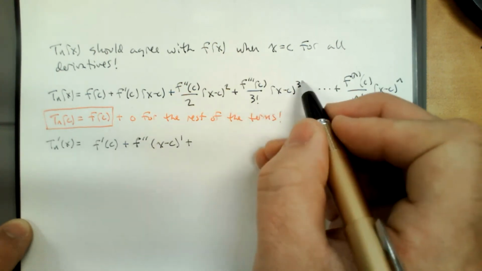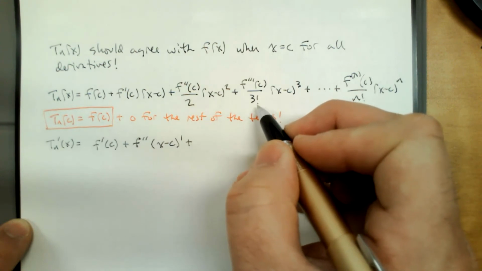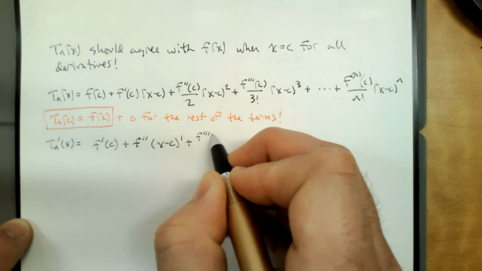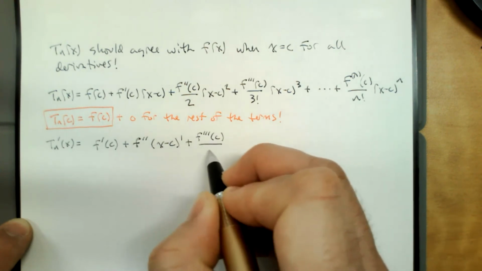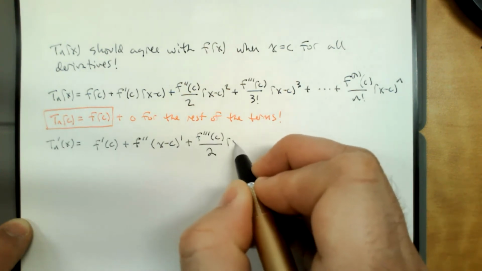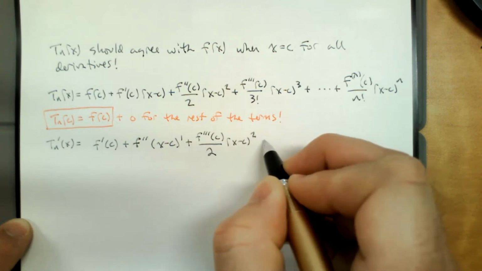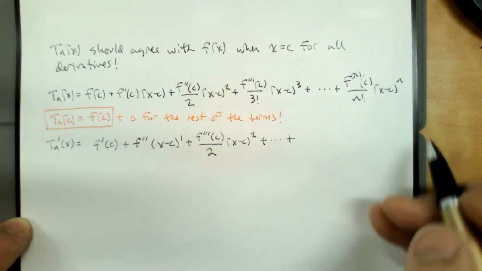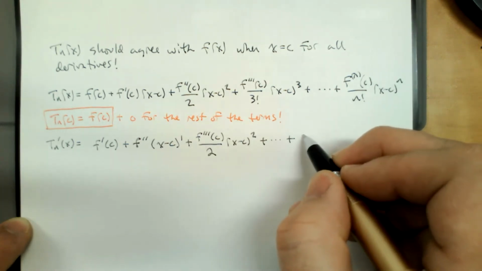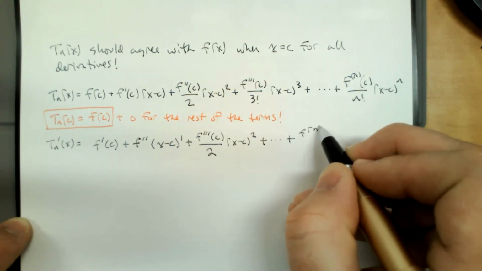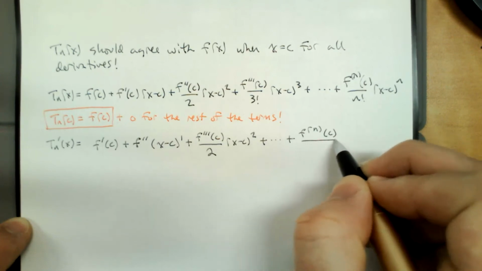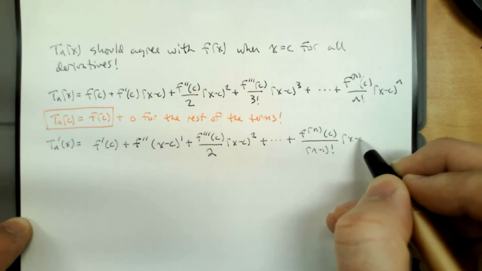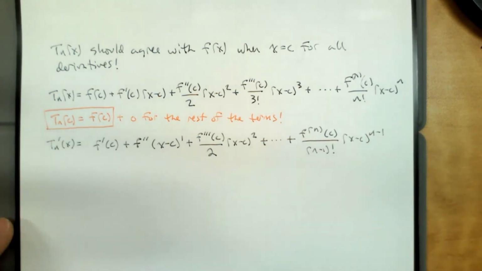In my next term, 3 cancels out the 3, but leaves a 2 factorial. So my next term is f triple prime at c over 2 times x minus c squared. This last term, the n cancels out, and I still have the nth derivative at c divided by n minus 1 factorial times x minus c to the n minus 1.